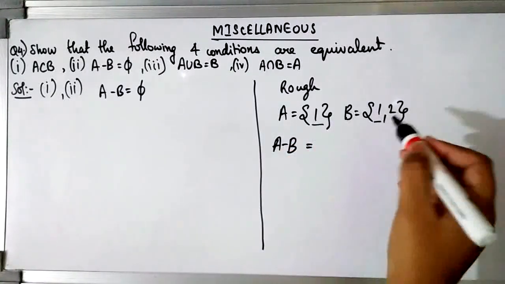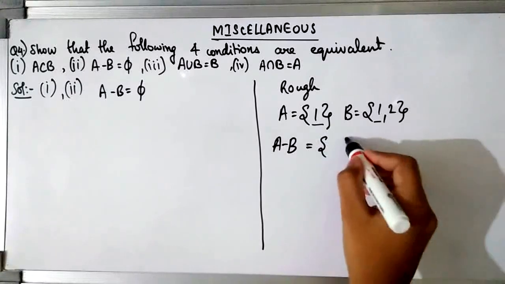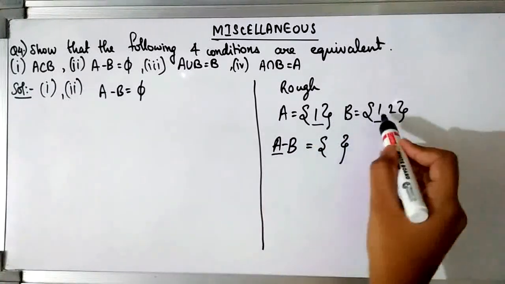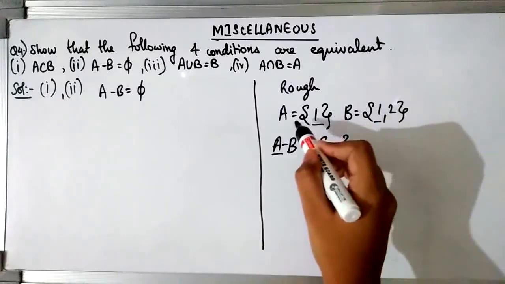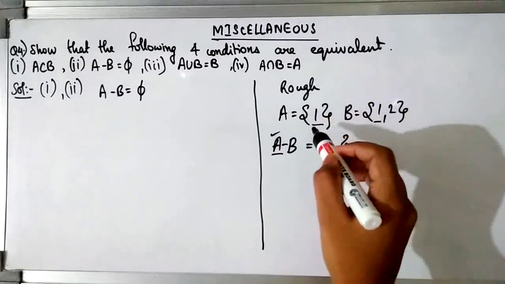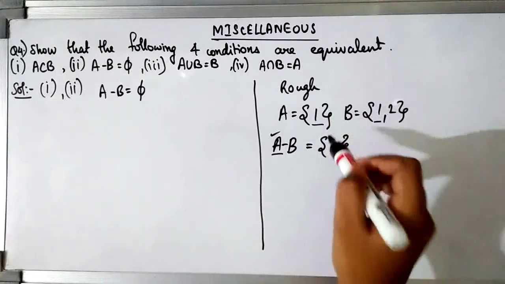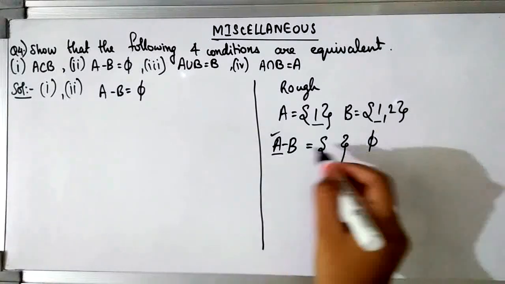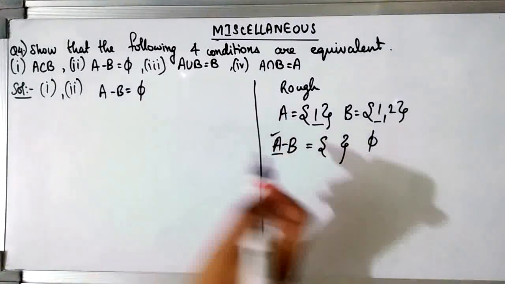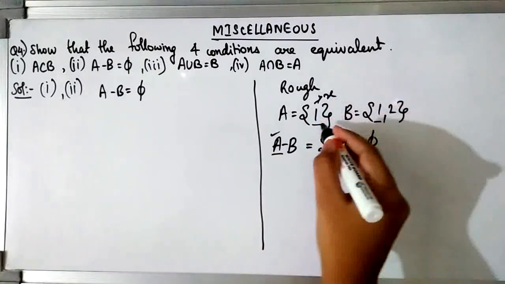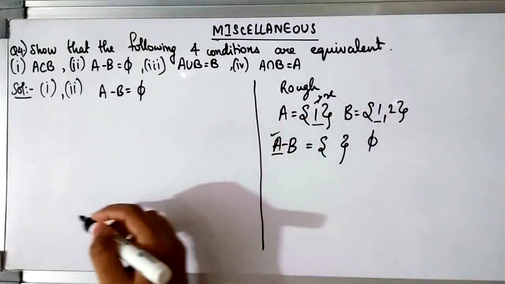So in this situation, when we do A minus B, what are the common elements? That is 1. And since it is A minus B and A is first, after removing the common elements, you have the leftover elements of set A. But since 1 was the only element present in set A, our answer will be an empty set. So in this situation we have proved this condition. Now over here, let us assume that this element 1 is x.